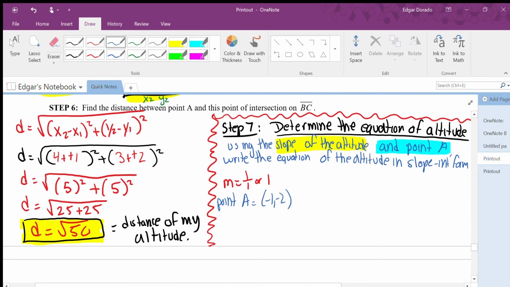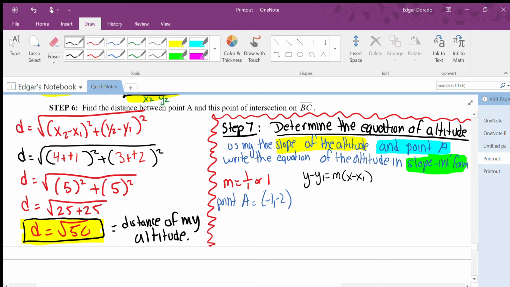We have to write something in slope-intercept form. All right. Well, what do I have? I have a slope and I have a point. Do you guys remember what to use? Hopefully you guys are remembering this formula right here. This is something we did in the last chapter. That's your point-slope form.